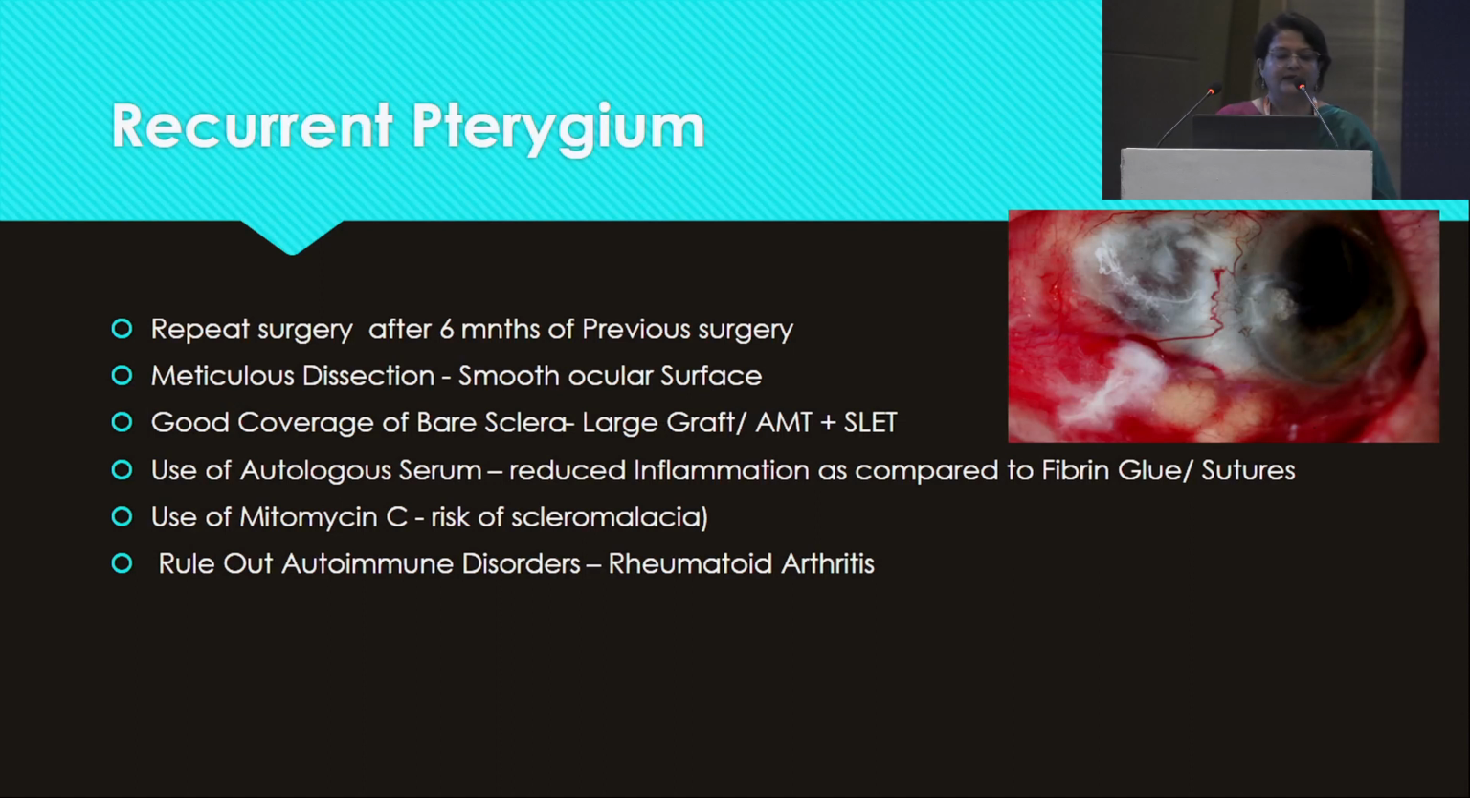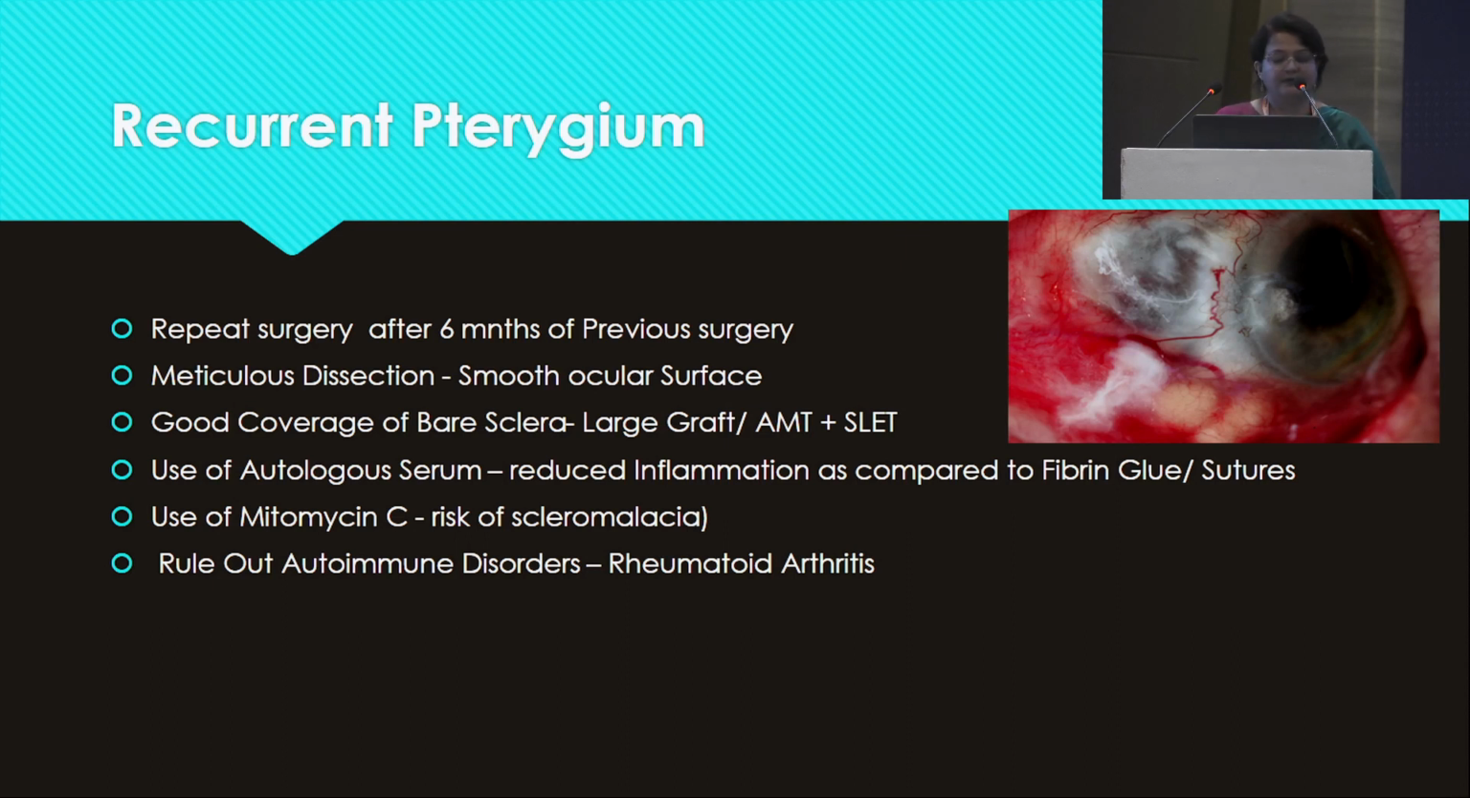So there are certain guidelines for addressing recurrent pterygiums. First, a repeat surgery should not usually be done before 6 months after the previous surgery. Meticulous dissection should be done to achieve a smooth ocular surface. We have to give good coverage to the bare sclera this time, because you really cannot afford the patient coming back with a recurrent pterygium again after that.